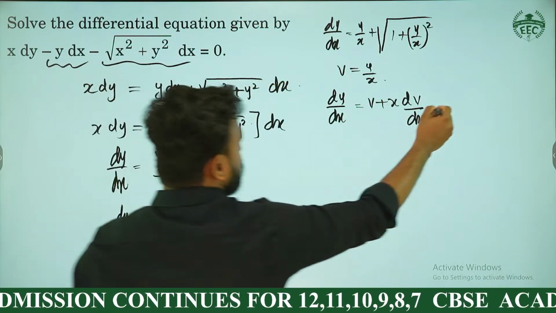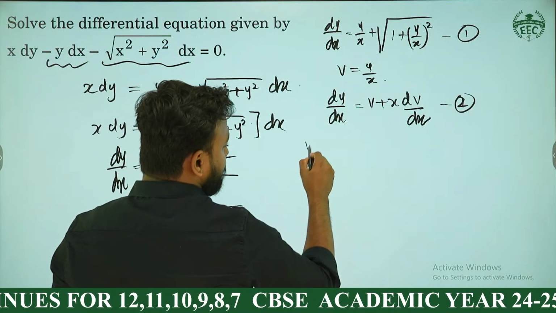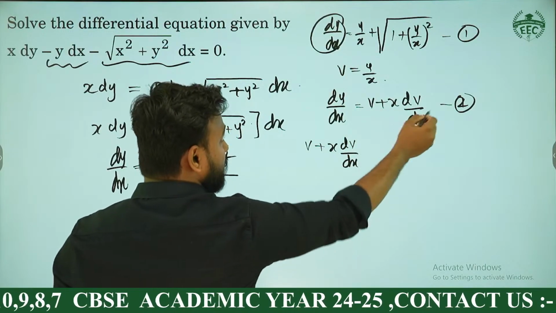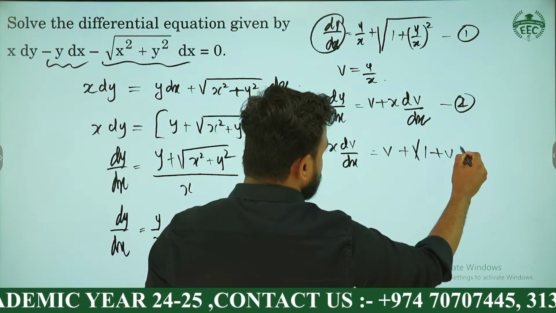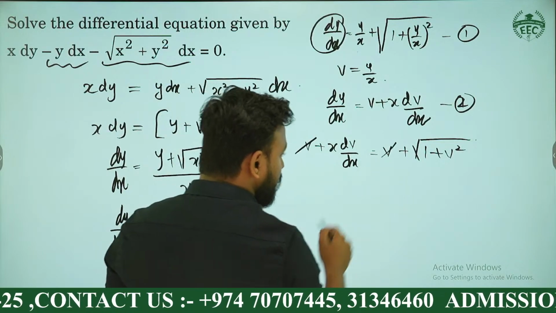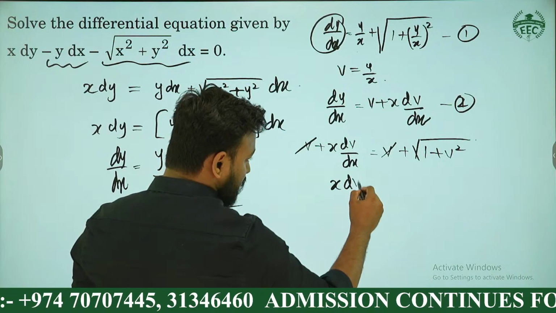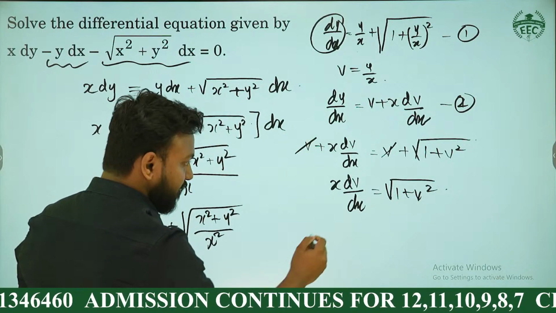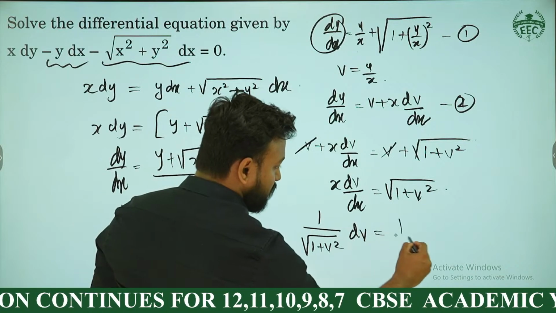So then this is our equation 2 and this is our equation 1, and finally what you will get? v plus x dv by dx, replacing this dy by dx with this dy by dx, and y by x as v, v plus root of 1 plus v square. Ready? Then I can cancel these two v. Then what you will get? x into dv by dx is equal to root of 1 plus v square, and finally 1 by root of 1 plus v square dv is equal to 1 by x dx.